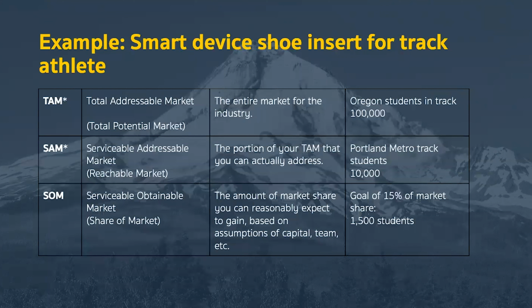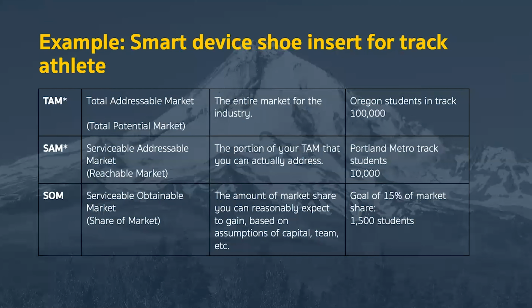There's many ways to go about getting this information. It doesn't always have to be industry reports. But let's say it was $100,000. And your initial go-to-market strategy, your initial customers that you were going to focus on, were students in the Portland metro area, because that's where you wanted to launch your product. So let's say that you found that there was 10,000 of those students. And after giving it some thought and doing a little bit of research, you estimated that you could capture 15% of the market of those Portland metro track students. That would give you about 1,500 students.